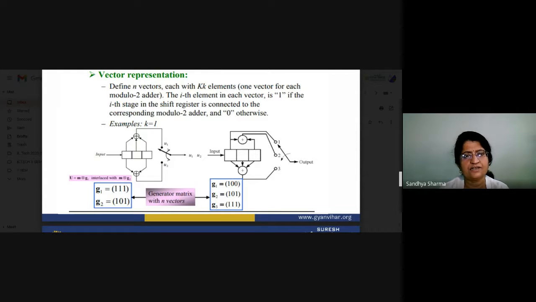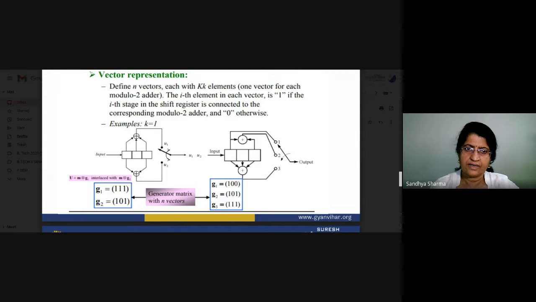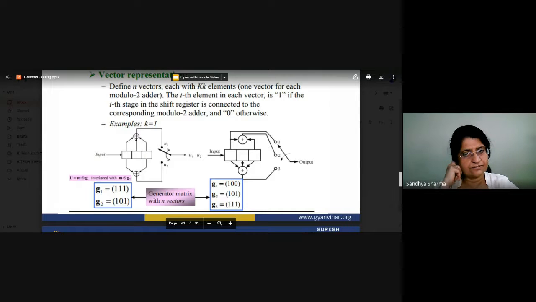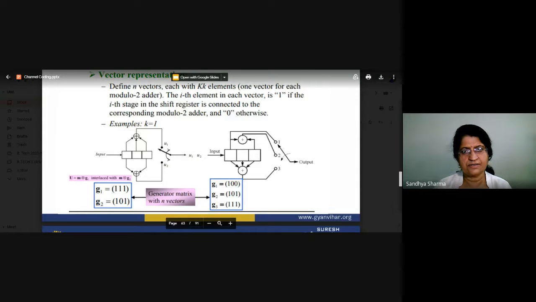So that is a generator matrix with n vectors, and according to that we can generate this type of encoder. The encoder is designed in this way, with 100, 101, and 111. So that is the vector representation.